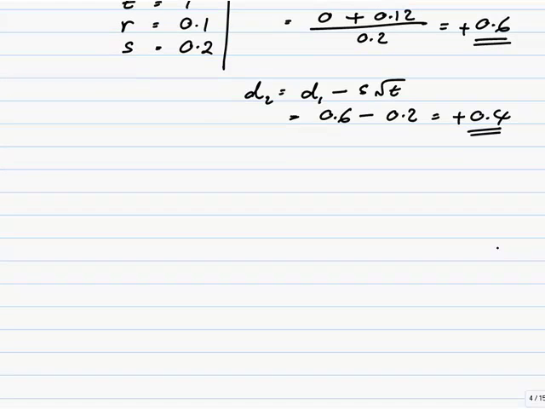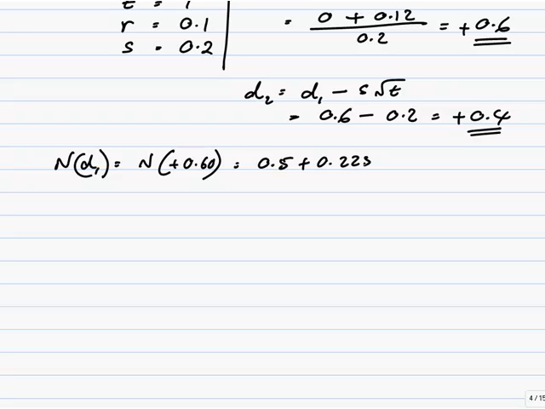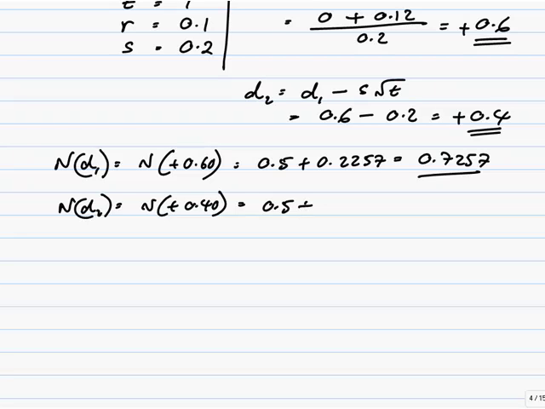Now let's look them up in the normal distribution table. So ND1, first of all, is N of plus 0.60. It's positive, so we're going to add the table figure to 0.5. And from the tables, 0.60 is 0.2257. So ND1 is 0.7257. ND2 is N of plus 0.4. Again, positive, so add to 0.5, and 0.4 from the tables is 0.1554.